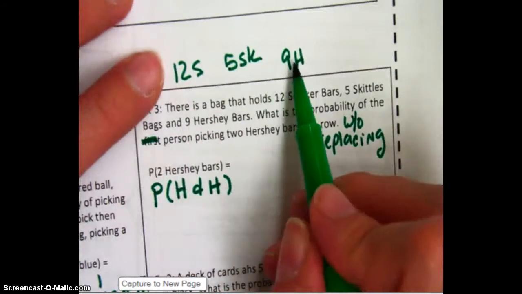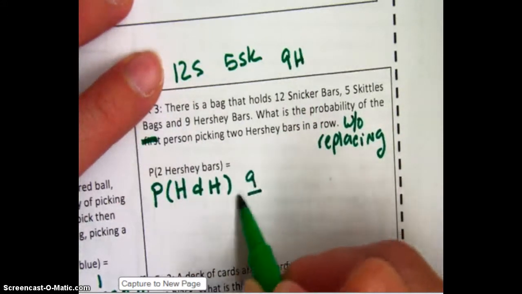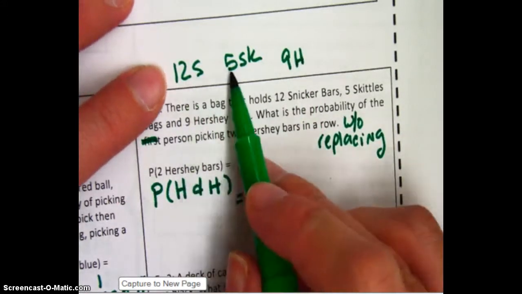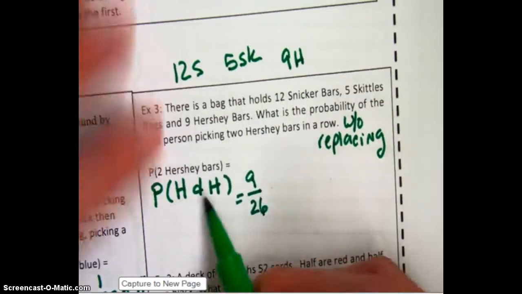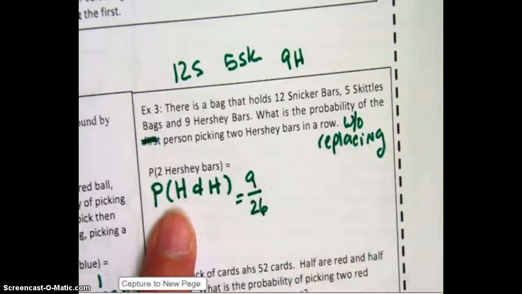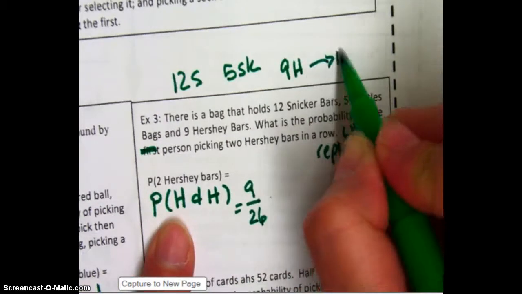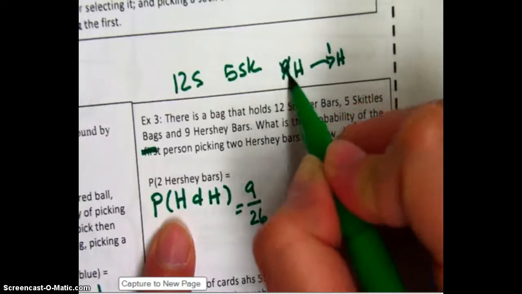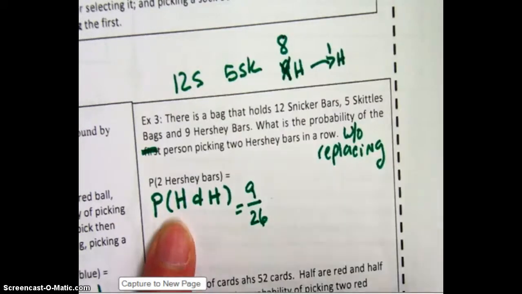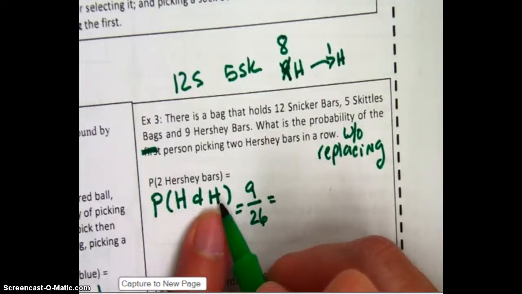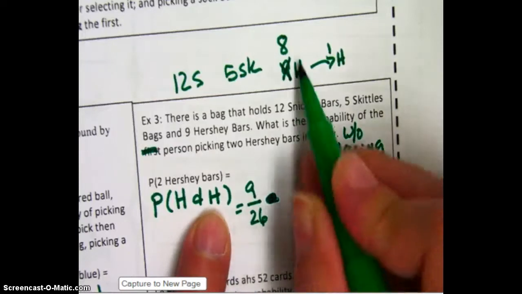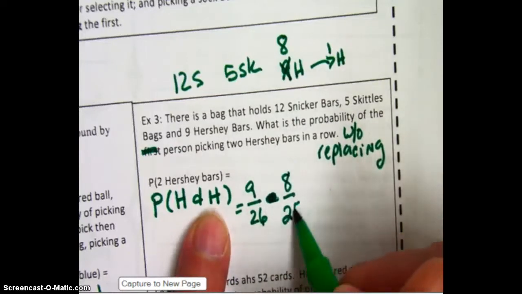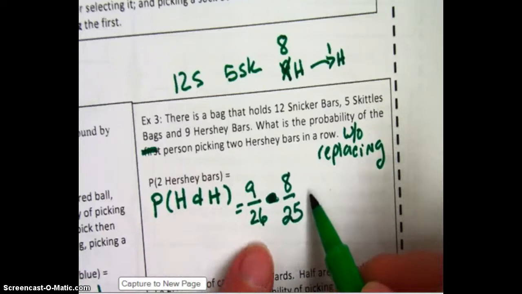So the first time you look at it, there's 9 Hershey bars, and there's 12 and 5 is 17, and 17 and 9 is 26. So the first time you pick a Hershey bar, there's a 9 out of 26 chance. Then you're going to take one Hershey bar out, which means there's no longer 9, there's only 8. And so the second time you pick this Hershey bar, that should be times, there's only 8 Hershey bars, so there's an 8 in 25 chance of picking the second Hershey bar because it's changed.